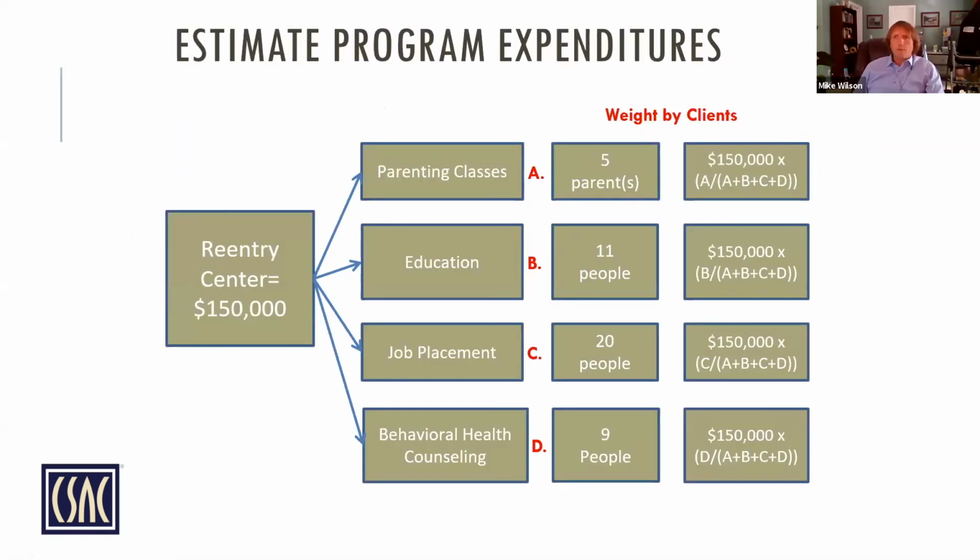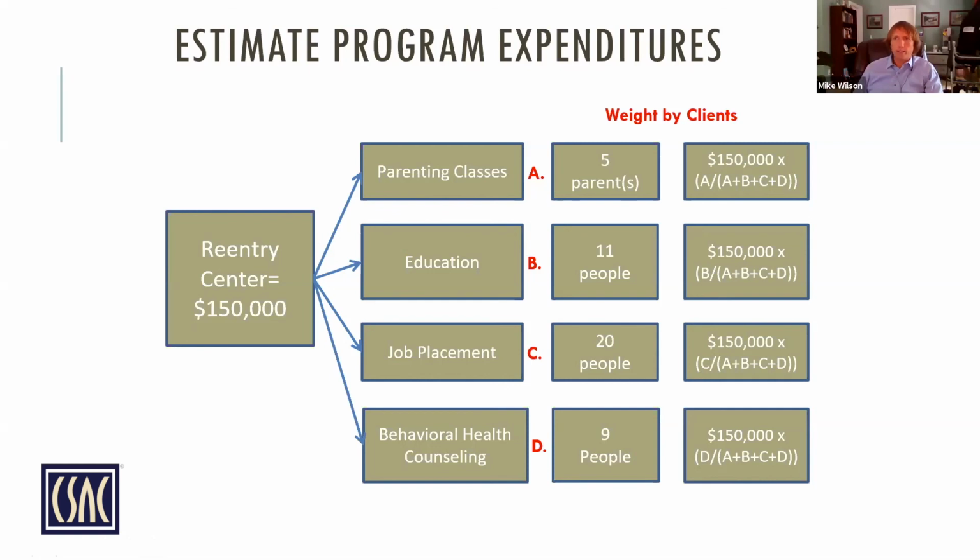So an example of this, looking at the reentry center, doing a lot of different things, looking at parenting, education, job placement, counseling, all these different sorts of interventions that we want to measure separately. How can we go about doing this? I've got a simple example here of just weighting this by the number of individuals who are served by each program. And in doing that, you can create a weighted average.